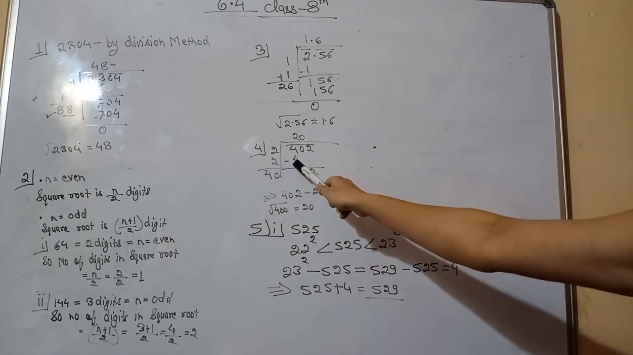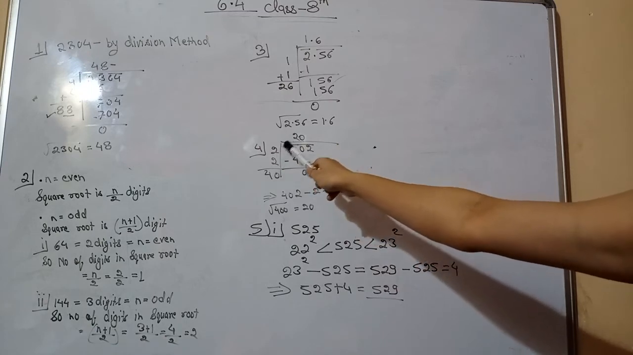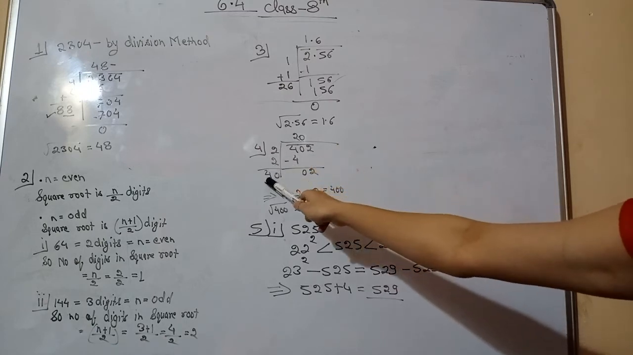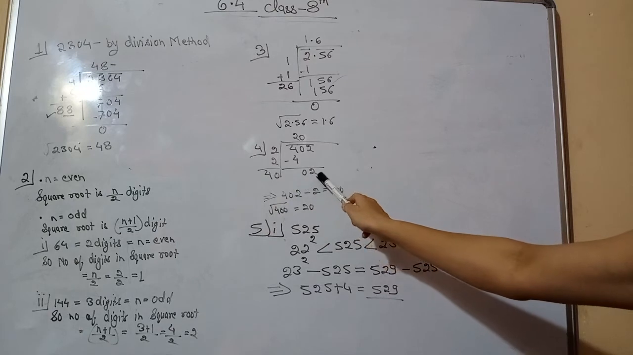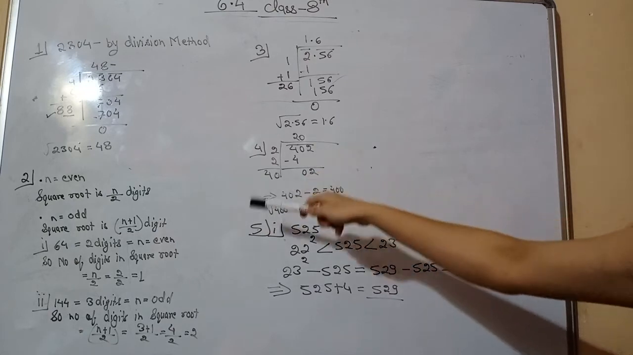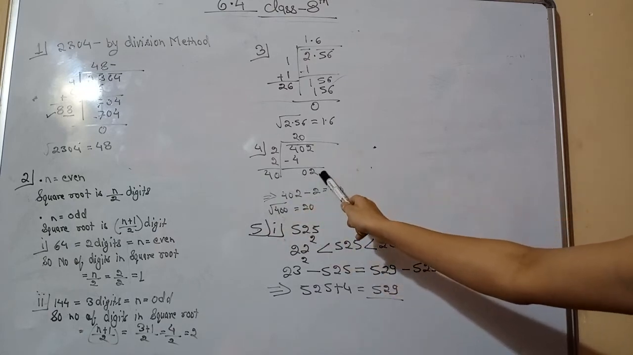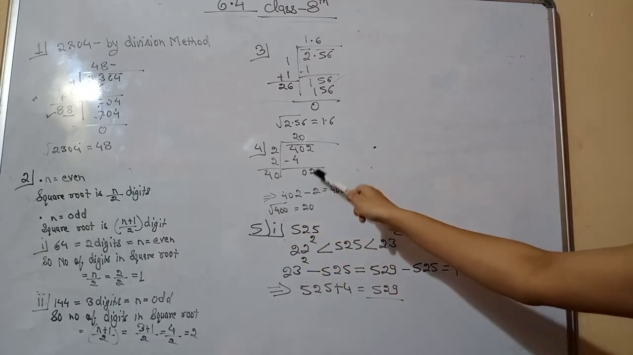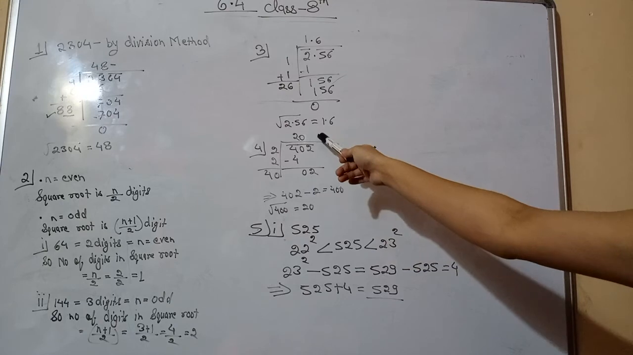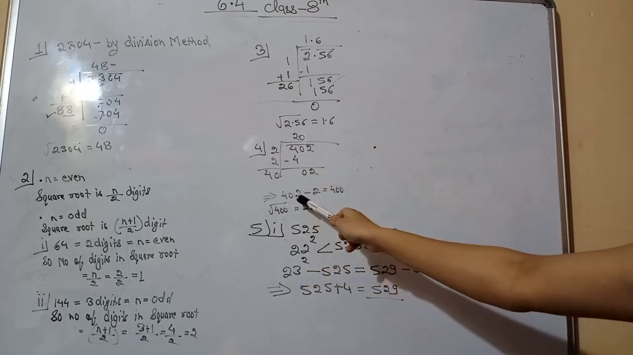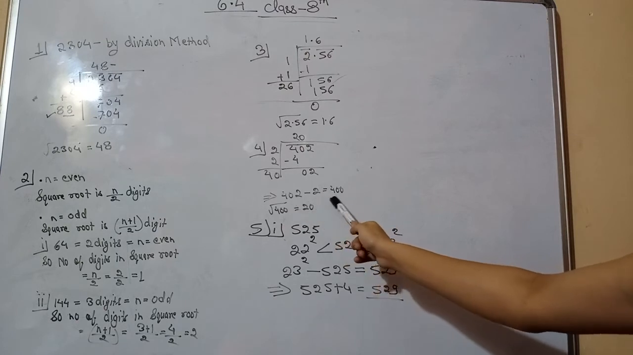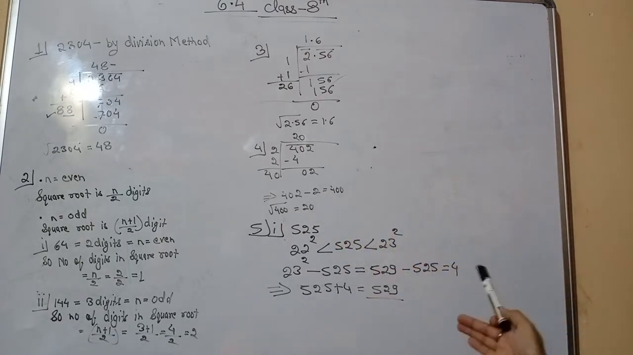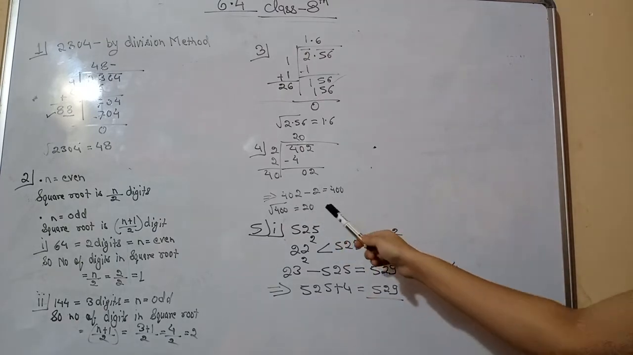So 2 twos are 4. The number you write here and here, the same number you will write here. So 2 plus 2 gives us 4. Now what is remaining left? 2. So here we will write 00. What is the remainder left? That is 2. Always subtract the remainder which is left from the given number. Our given number is 402, and when we subtract our remainder 2 from 402, we get 400. We know that 400 is a perfect square whose square root is 20.